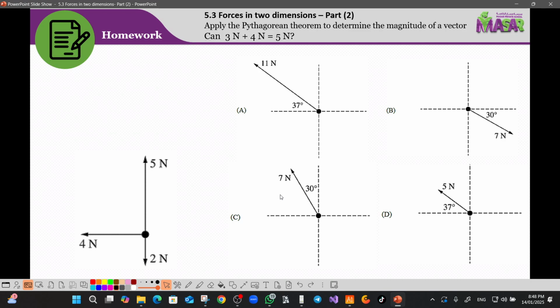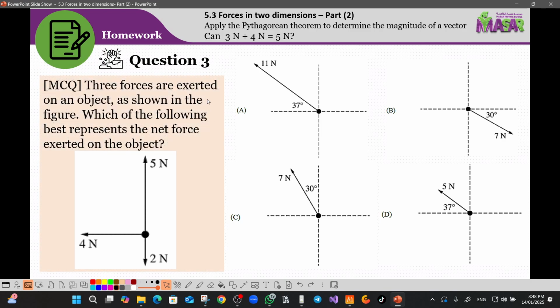I will complete the solution for questions 3 and 4, I guess. Now, three forces are exerted on an object as shown in the figure. Which of the following best represents the net force exerted on the object? As we can see here, we have four figures. These figures represent the F net. You can see that only two figures have the same magnitude of the net force, 7 and 7. Here we have 11 and 5.